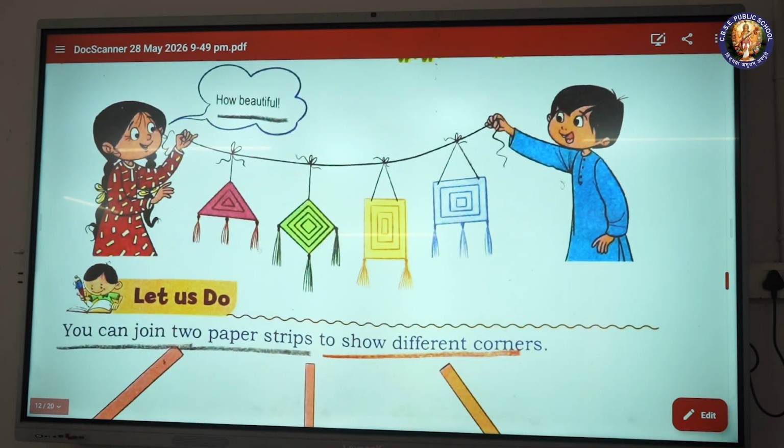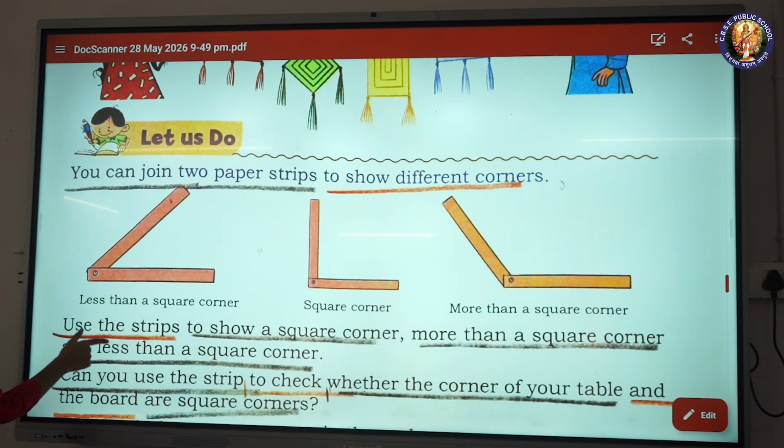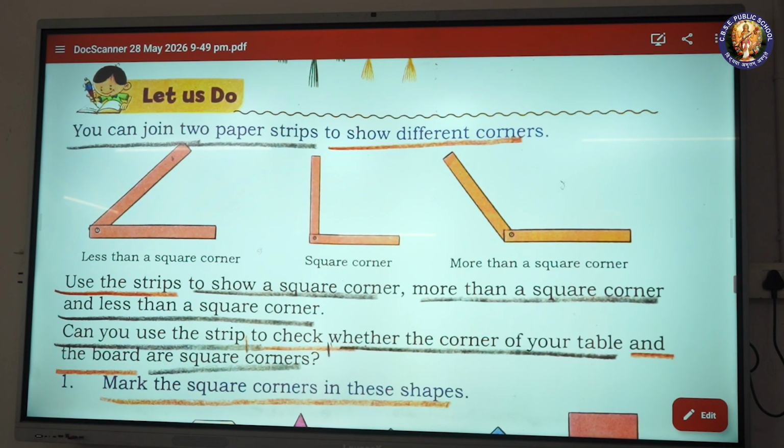How beautiful. Let us do. You can join 2 paper strips to show different corners. Less than a square corner, square corner, more than a square corner. Use the strips to show a square corner, more than a square corner, and less than a square corner.